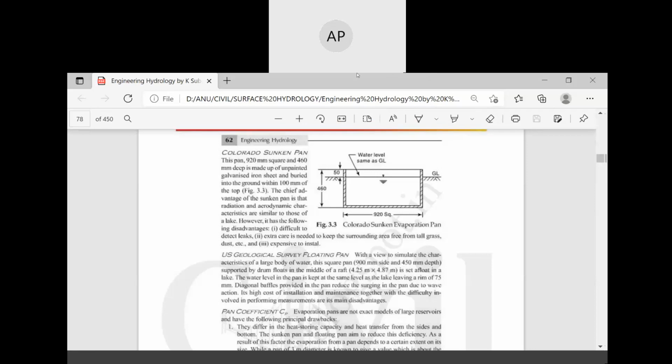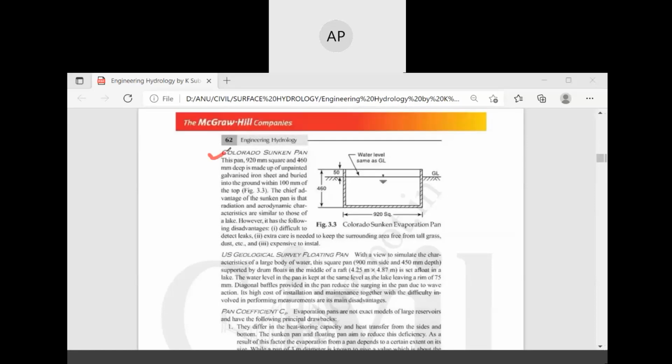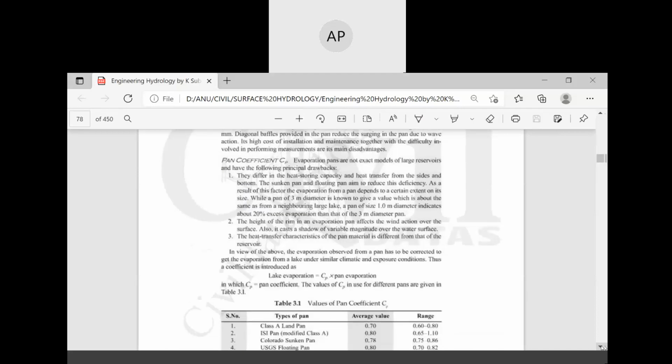This is the Colorado sunken pan. This is the US Geological Survey floating pan, and there are pan coefficients Cp. Evaporation pans are not exact models of large reservoirs and have the following principal drawbacks. So what are the drawbacks of these pans? They differ in the heat storing capacity and heat transfer from the sides and the bottom. The sunken pan and floating pan aim to reduce this deficiency.